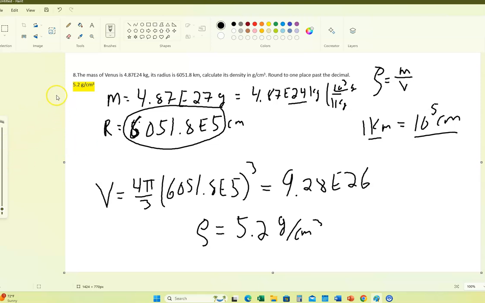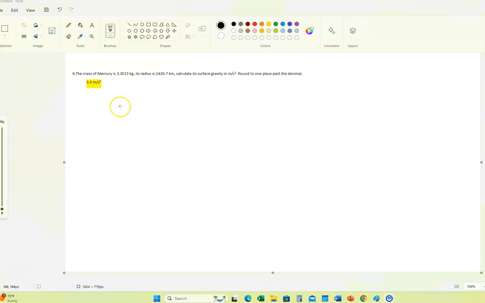All right, so let's do the next one. Number 9 is very similar. All right, so looks like number 9 is not quite as similar. I thought it was another density problem. All right, so it is actually looking for the surface gravity.